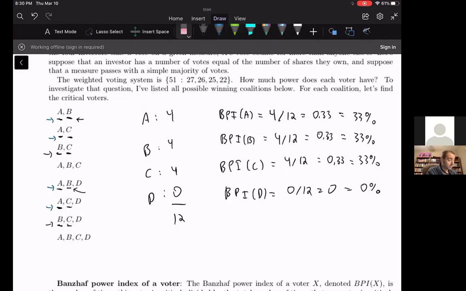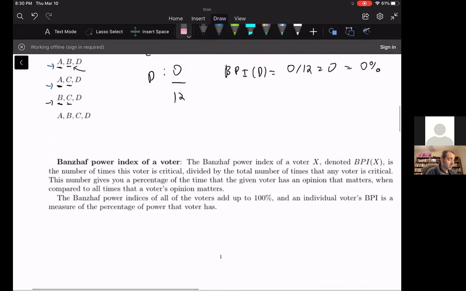So that's Bonsoff's idea. Okay, so the Bonsoff power index of a voter X, denoted with this BPI notation that I used above, is the number of times this voter is critical divided by the total number of times that anybody is critical. So this number gives you a percentage of the time that the given voter matters. They were necessary when compared to all times that somebody's opinion mattered.